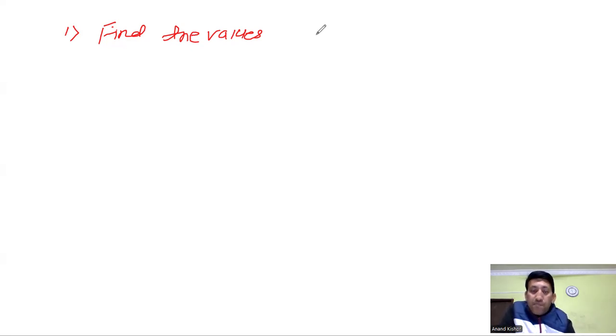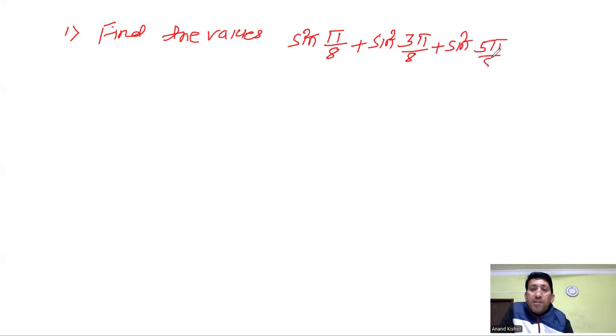Find the value of sin square pi by 8 plus sin square 3 pi by 8 plus sin square 5 pi by 8 plus sin square 7 pi by 8. Okay, so see what I'm writing here: sin square pi by 8 plus sin square 3 pi by 8, this is one.